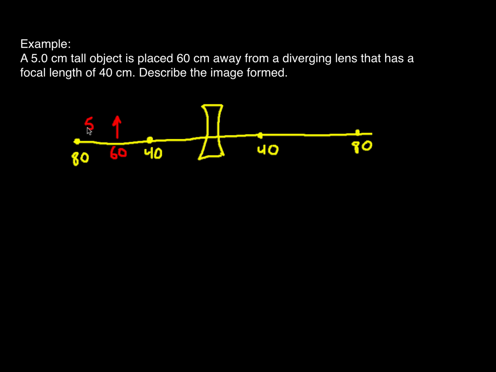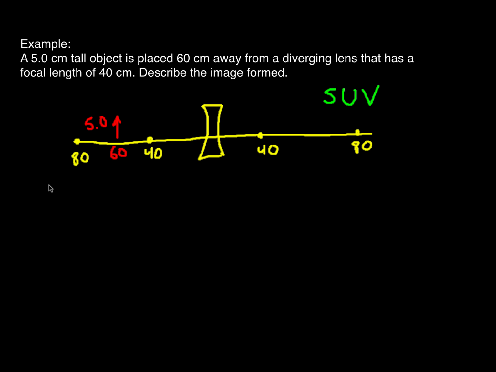and it's a 5 centimeter tall object. We can tell just by the type of lens and the location of the object that the image is going to be SUV: smaller, upright, and virtual. But we go through the calculations to confirm it and to find the exact amounts.